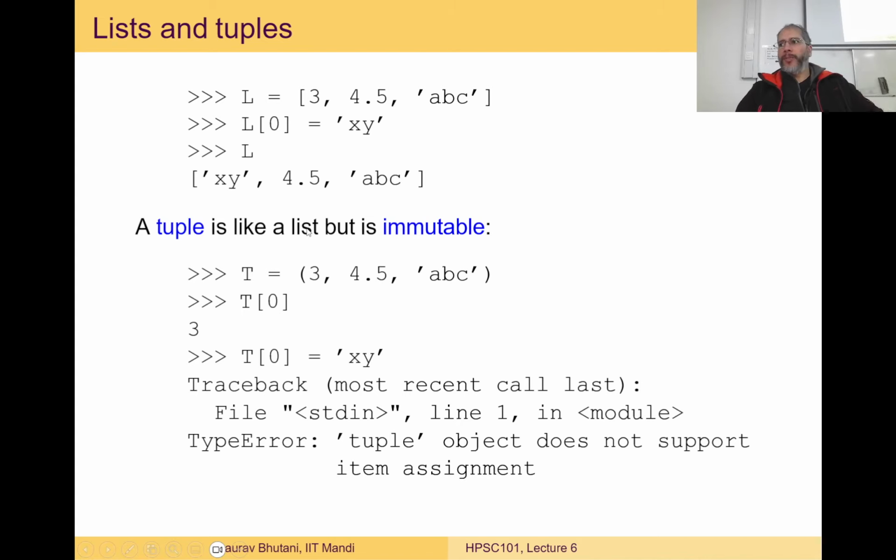The way you create a tuple is very similar to a list, except that instead of square brackets you have parentheses. So you say t is equal to 3, 4.5 and ABC. It creates a tuple of 3 items, and then you can index using the same ideas. But if you try to modify an item in t, like you did above in the list, it will give you an error saying that tuple object does not support assignment. You cannot modify. Once you've created that, it's frozen. So exactly like list, except that it is immutable.